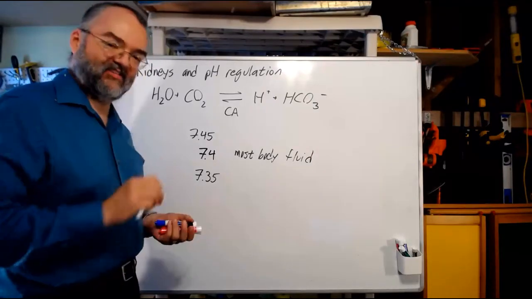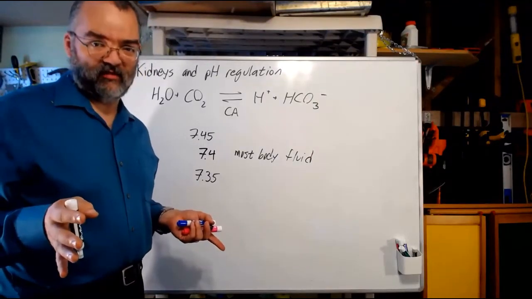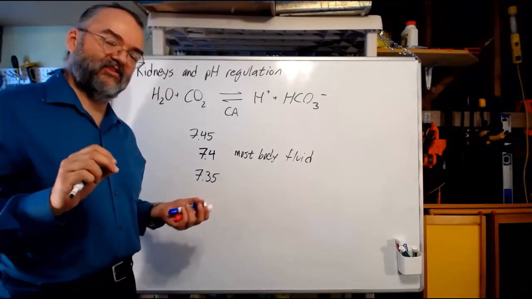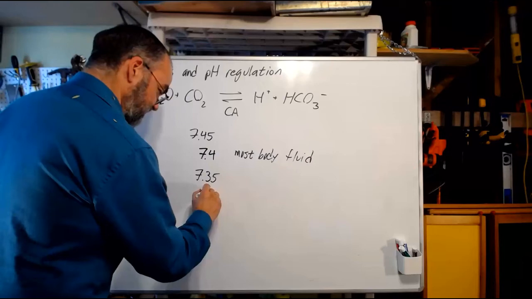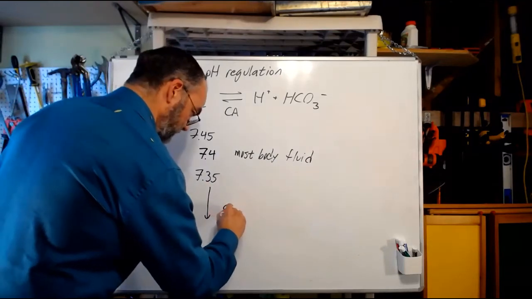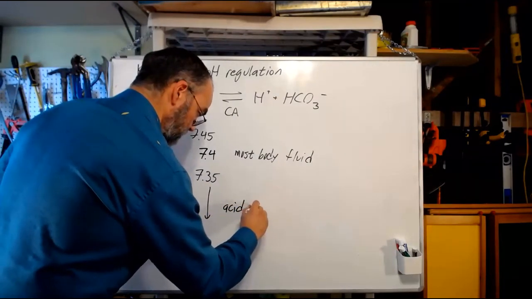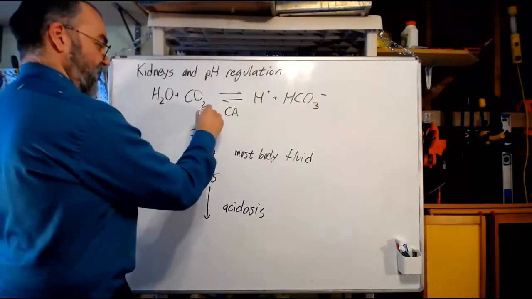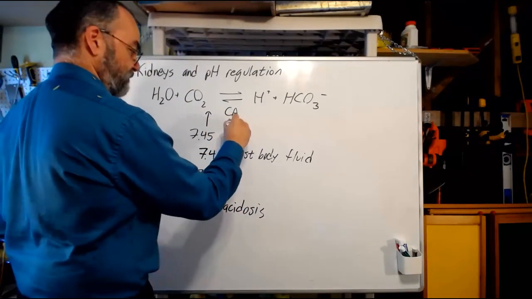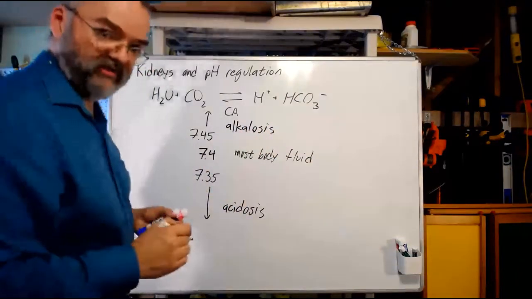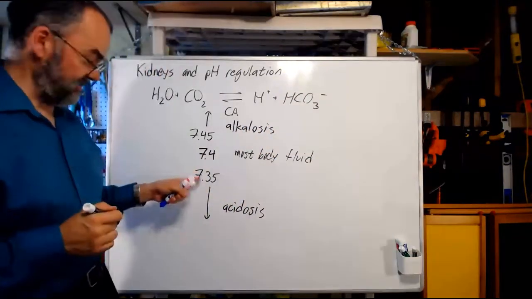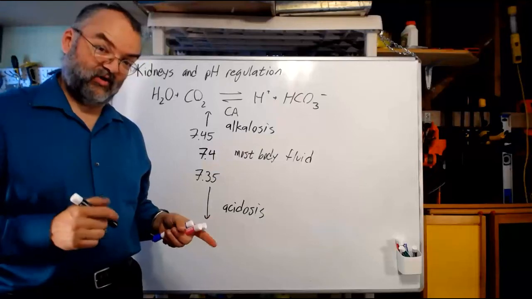Now, just a little outside of that, you won't notice any significant problems, but that's where we consider it to be indicative of possibly a problem. More acidic than 7.35 we call acidosis, and more alkaline than 7.45 we call alkalosis.